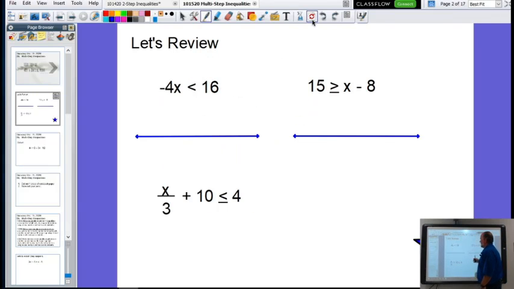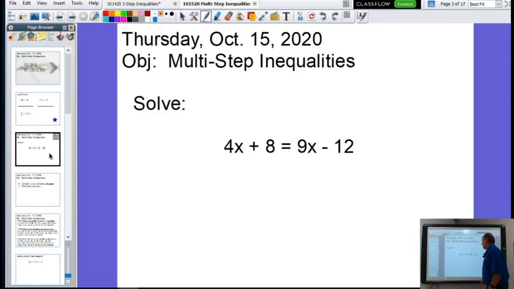Okay? So that is kind of a review of what we've done over the last couple of days. One-step inequalities, and what we did yesterday was a two-step inequality. So today what we're going to do is look at multi-step inequalities. But to do that, I want us to review something real quick. I want us to review multi-step equations.